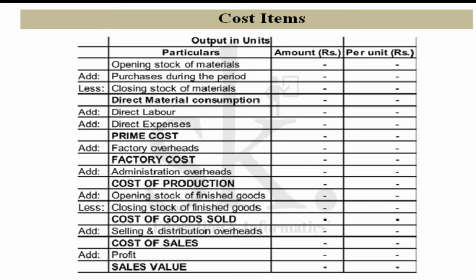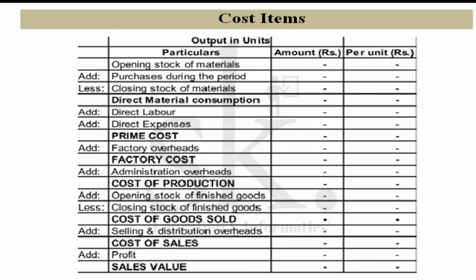We first start with raw material, where we include opening stock and purchase of raw material to calculate the overall direct material consumption, which means to say the raw material consumption. We also include direct labor and direct expenses. Now these three expenses, material, labor and direct expenses, comprise the prime cost.